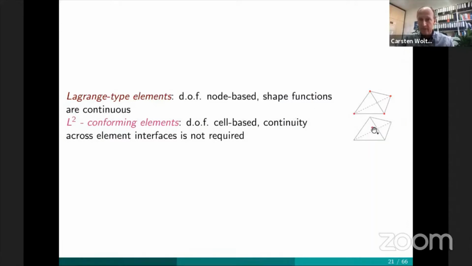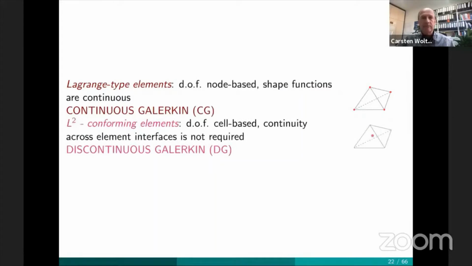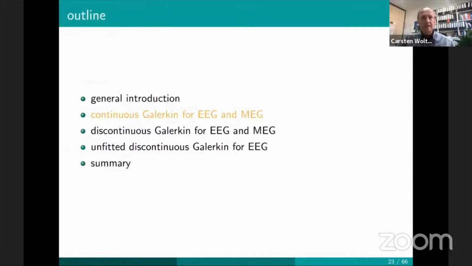If we have just one degree of freedom in the cell, then the potential is kept constant in that element, and it might be a different constant in the neighboring element. So in fact, the potential then makes a jump from one element to the next. And that would be, for example, an approach that could be used in discontinuous Galerkin, where we do not assume that the potential is continuous. We let it jump in order to take care of the jumps in the conductivity structure of the volume conductor model. So first of all, the Lagrange type is the continuous Galerkin, and the L2 conforming is then a discontinuous Galerkin approach. So let's start with the standard continuous Galerkin for EEG and MEG.